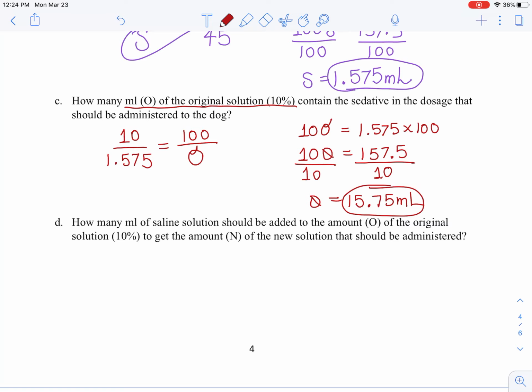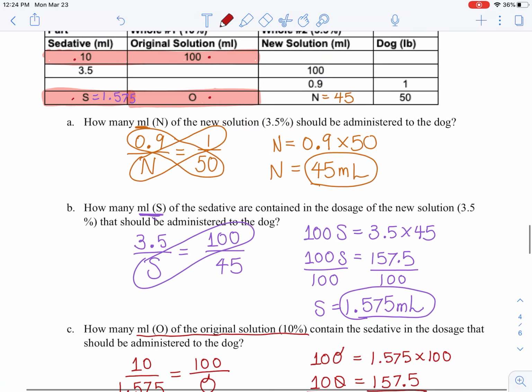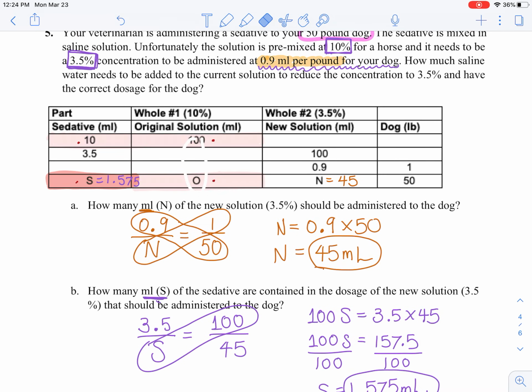Okay, so how many milliliter of the original solution contained the sedative in the dosage that should be administered to the dog? 15.75 milliliters. Let me write that number down in my table. Let me delete these first. This was 15.75. Okay. Anything else? I think that must be it.